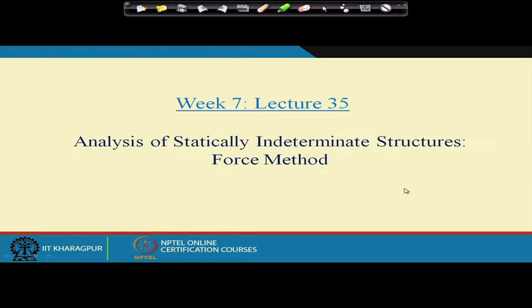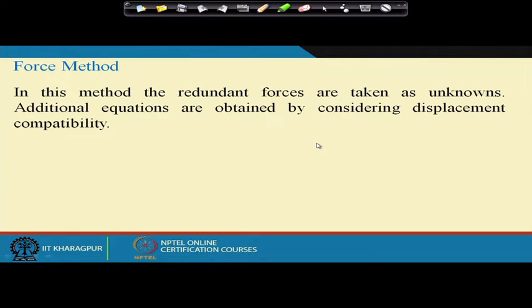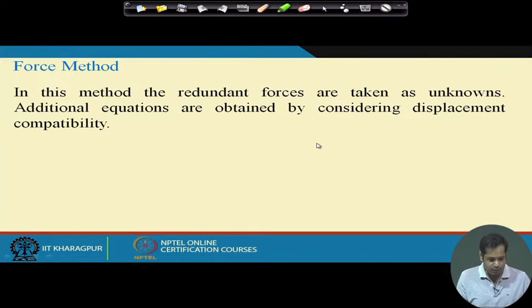Let us continue with that today also. So today, it is lecture number 35. We will still continue with the force method. What we have seen in the last class is that in the force method, the redundant forces are taken as unknowns and additional equations are obtained by considering the displacement compatibility.